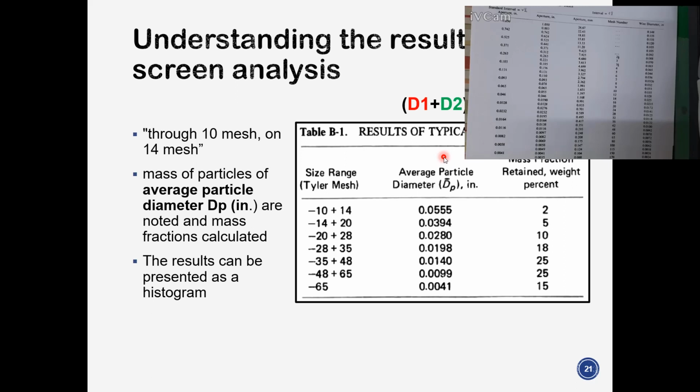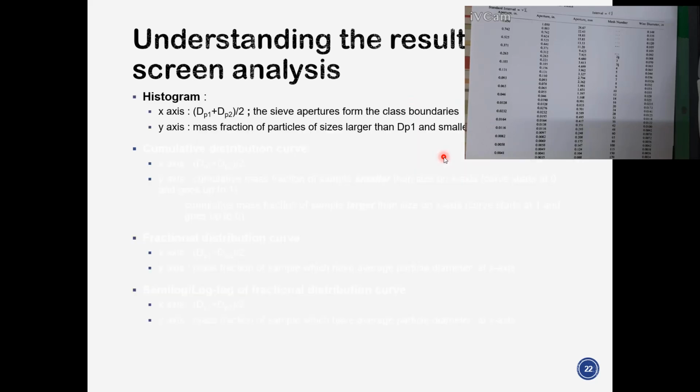So we are going to look at 4 different ways of displaying these results in graphical format. What are these 4? The first one is the histogram, the second is the cumulative distribution curve, the third is the fractional distribution curve, and the last one is the semi-log or log-log plot of the fractional distribution.